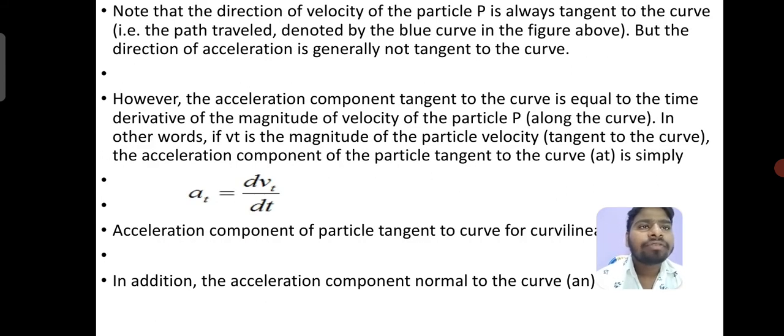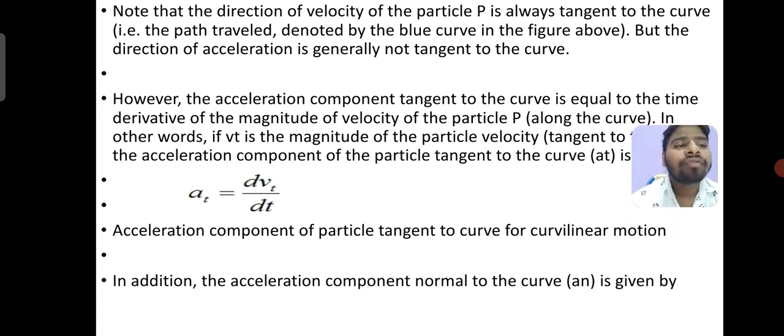Note that the direction of the velocity of the particle p is always tangent to the curve, that is, the path traveled denoted by the blue curve in the figure above, but the direction of acceleration is generally not tangent to the curve. However, the acceleration component tangent to the curve is equal to the time derivative of the magnitude of velocity of the particle p along the curve. In other words, if Vt is the magnitude of the particle velocity tangent to the curve, the acceleration component of the particle tangent to the curve is simply at equal to dVt by dt. This is the acceleration component of a particle tangent to the curve for curvilinear motion.